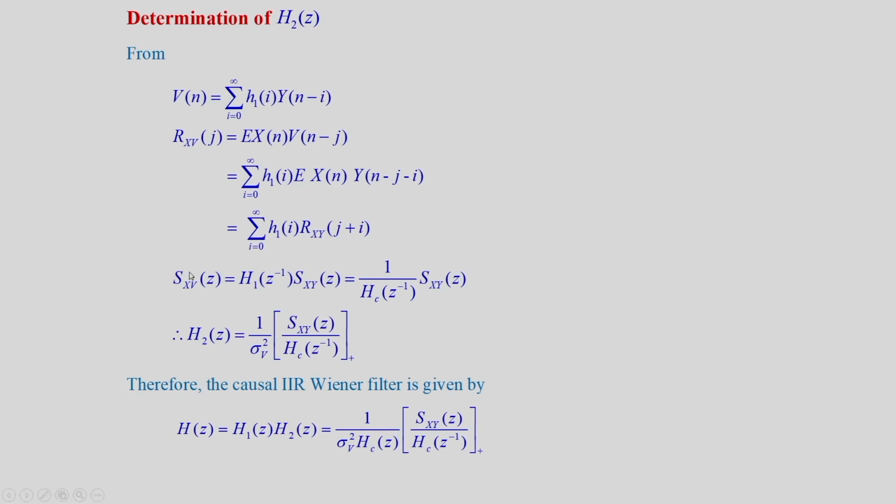And now, if we take the z transform, sxv z will be equal to h1 z inverse into sxy z. Here it is j plus i, because of that this is h1 of z inverse into Sxy of z. And I know H1 of z inverse is equal to 1 by Hc z inverse. Therefore, Sxv of z will be 1 by Hc z inverse into Sxy z.